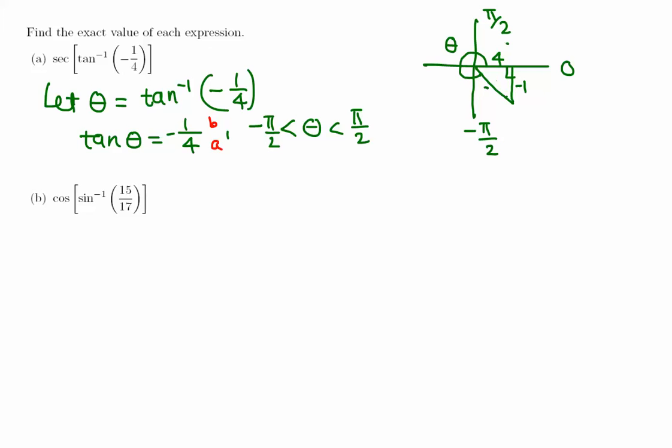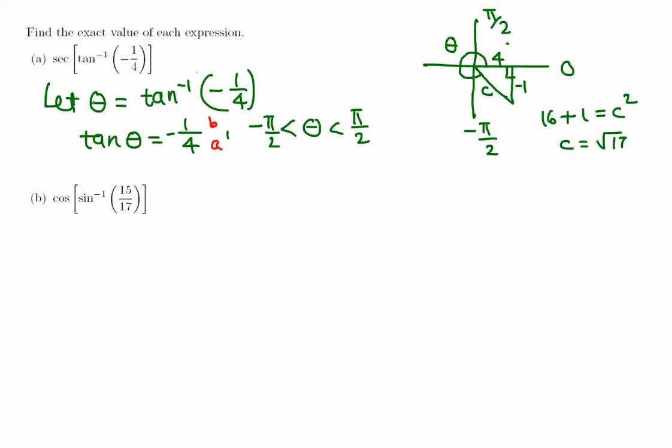Let's find this R or C. A square plus B square equals C square. So A square, adjacent 4 squared, is 16, plus negative 1 squared, just positive 1, equals C square. This is 17. Take the square root of both sides, so C equals square root of 17. This C or R is always positive.